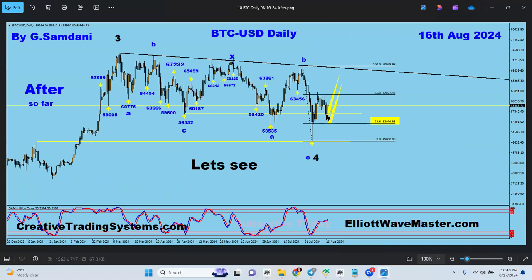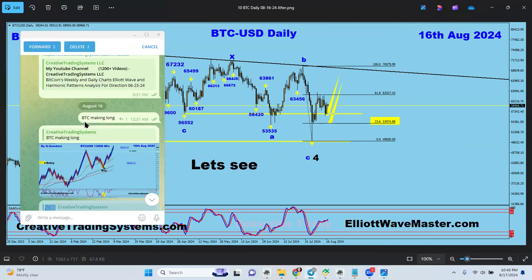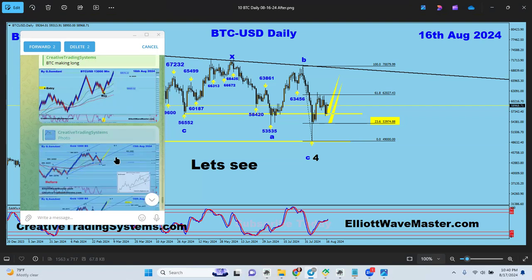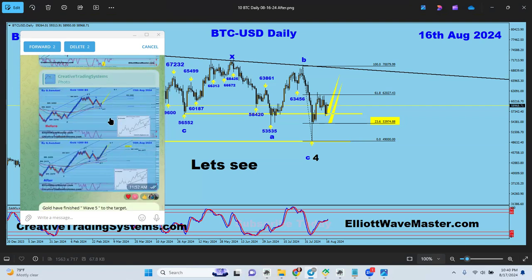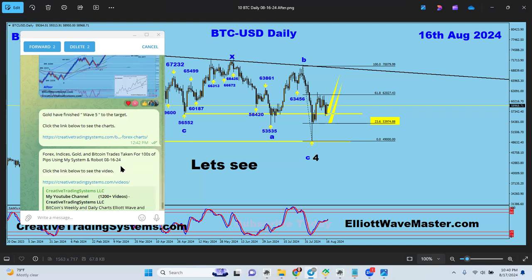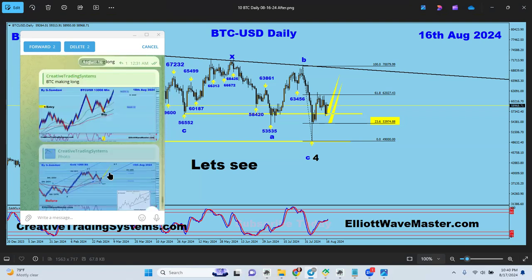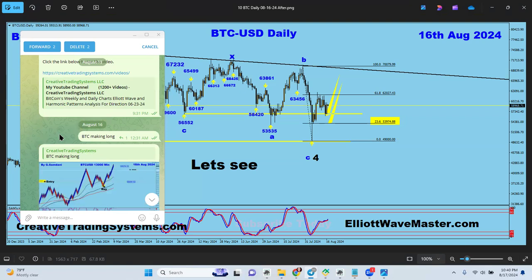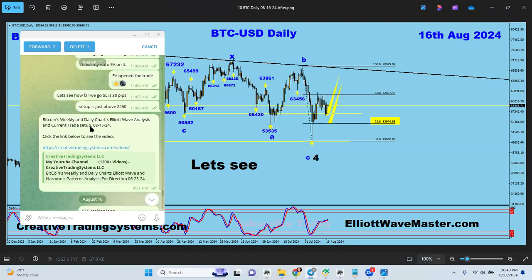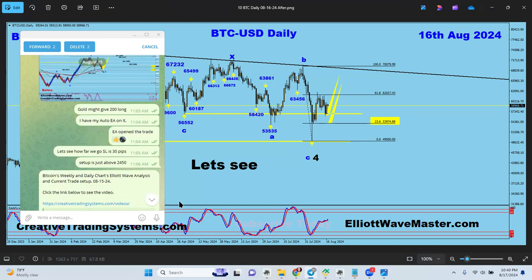And by the way, this long trade that I took, I posted on the Telegram as well. You can see here, BTC making long on 16. And after that, when I took this one, I posted here that this is the entry that I was talking about, and I took this one and then another one. This is gold, by the way. So yeah, and this is the gold video. So I'm constantly posting here, heads up, setup is coming or whatever. So this is a big help here, right?